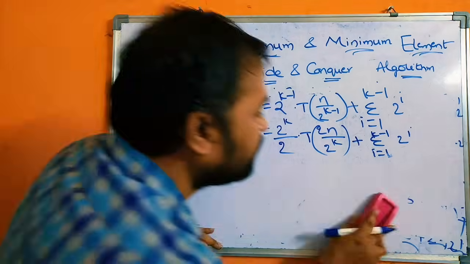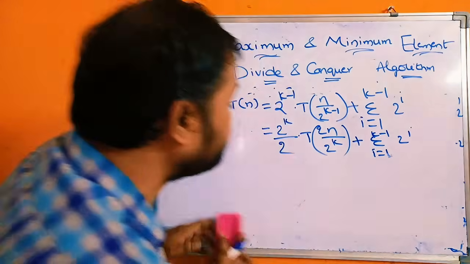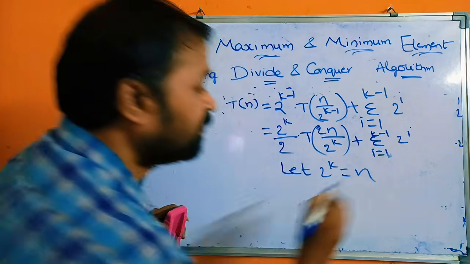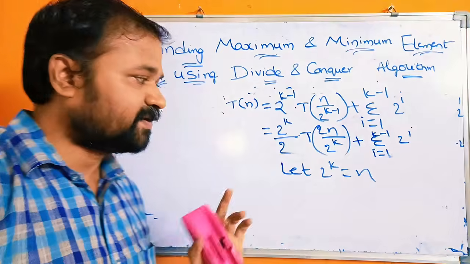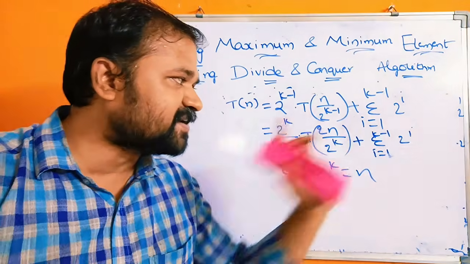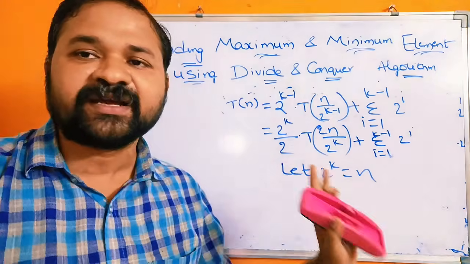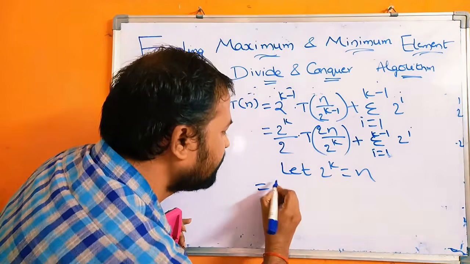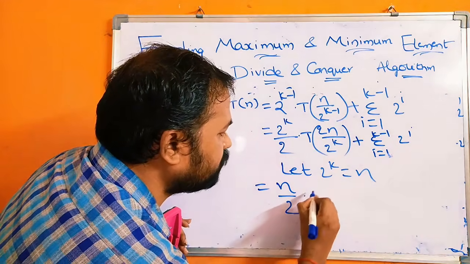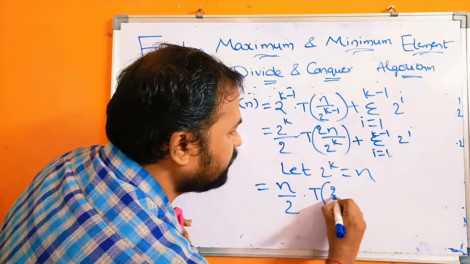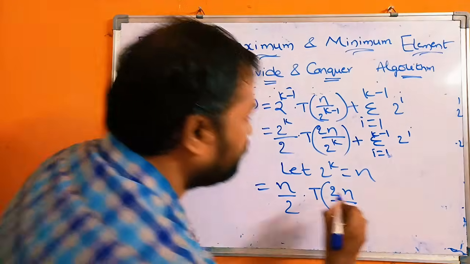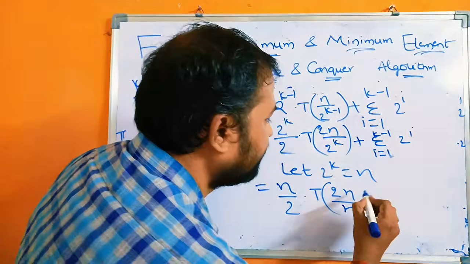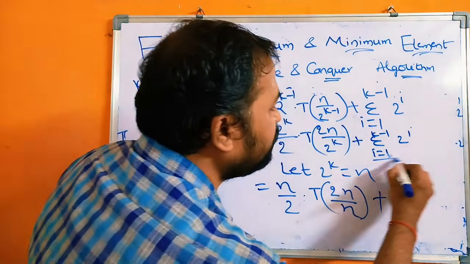2 power i. Now in order to solve this equation, let us assume that 2 power k is equal to n. So if there is 2 power k in the equation, then we have to simply substitute n there. So in place of 2 power k, we substitute n. So n by 2 into T of 2 into n by... so in place of 2 power k, we have to substitute n. So n, plus we have to derive this equation.